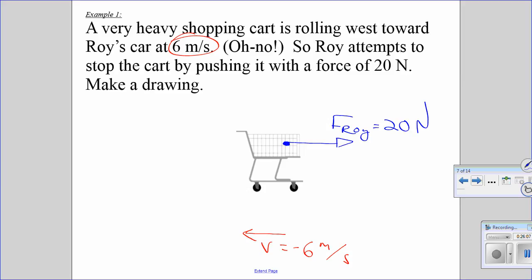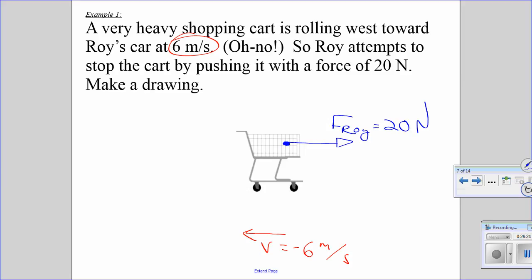Okay? So every force is going to have two objects associated with it: the thing being pushed or pulled, and the thing doing the pushing or pulling. The thing being pushed or pulled is the thing you draw. The thing doing the pushing or pulling is labeled by how you label the force. Follow?